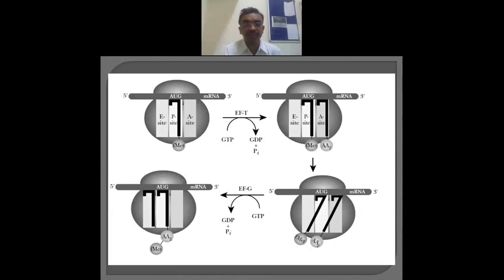Their role is shown here more systematically. For example, here formyl methionine is bound to the AUG. Okay, this is what happens in the case of initiation. Now here GTP is required, and another amino acid which is coupled to the tRNA comes. Depending on the sequence, the tRNA will come now. And now here already one formyl methionine amino acid is there, and a second amino acid is there.